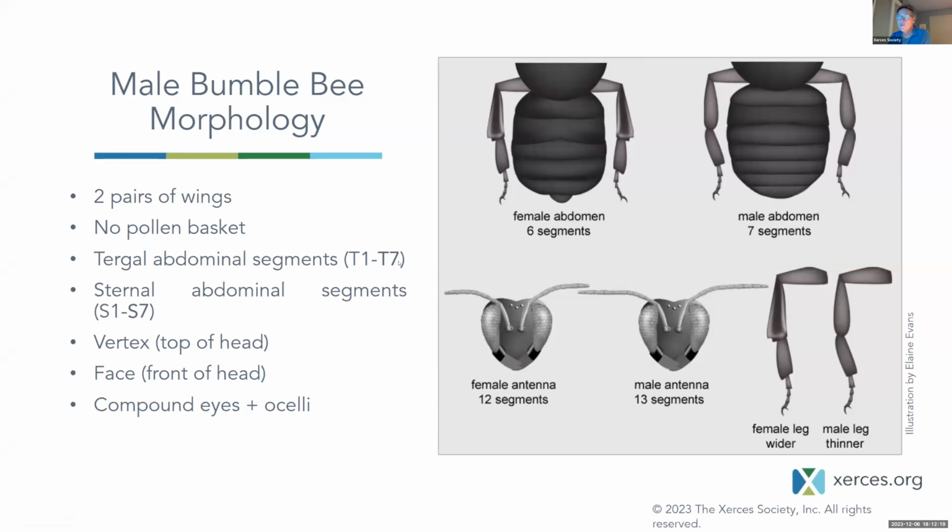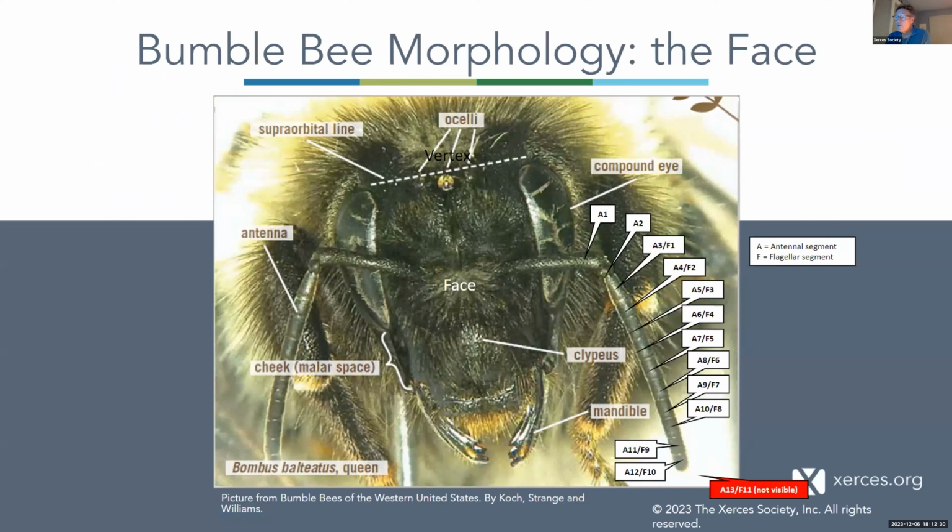Once you get good at it, you can tell without necessarily seeing those things in most cases, but those are the three main character states that you could use if you're a beginner to distinguish the males from the females. I'm going to show a few other slides with morphology, and my apologies, some of these feature female bees.